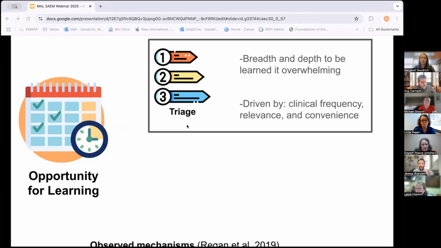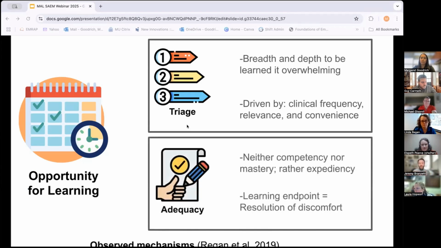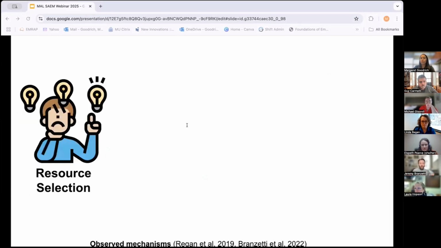The second big category of ways that they'll figure this out is determining not only what is opportunity, but when is good enough. I think we'll hear a little bit more about this later, but they don't aim for true competency or true mastery. It's good enough to get through the need that I have right now, the gap in front of me that's preventing me from doing my work. And the end point, when they determine that something is adequate, is that the discomfort I alluded to before is resolved. And again, only the learner knows that, so we can inquire about it, but we can't really see it or measure it that easily.